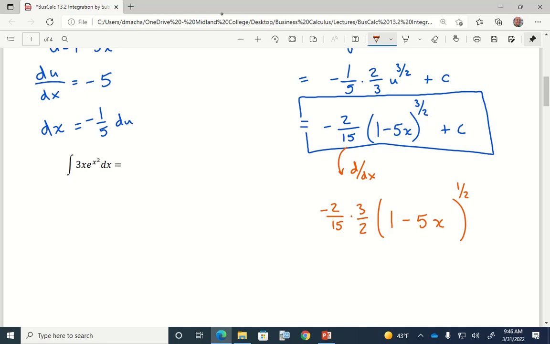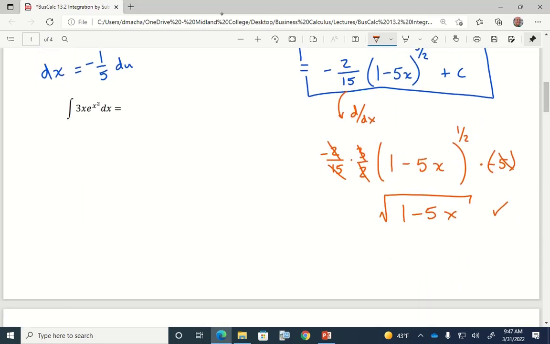Also, the chain rule says I need to multiply this whole thing times the derivative of my inside function. So the derivative of 1 minus 5x is negative 5, so I multiply times negative 5. And then the derivative of that plus c constant is just 0. So out front, I'm going to multiply negative 2 times 3. Well, let me first cancel that 2 with that 2 in the denominator. And then I have 3 times 5 is 15, and so that 15 in the denominator cancels with that 3 and that 5. Those two negatives make a positive, and what I'm left with is just the square root of 1 minus 5x. So that's actually what I started with in my original integrand. So that's, again, our way to check that we did this properly.